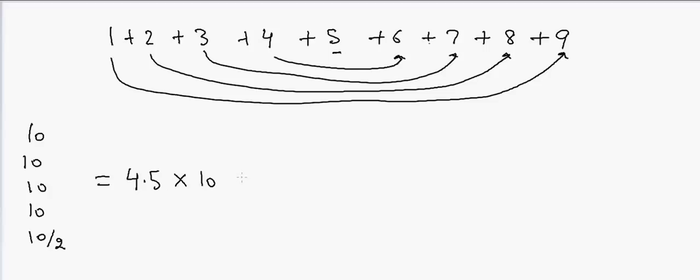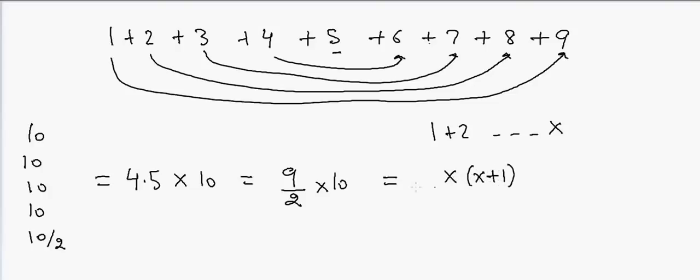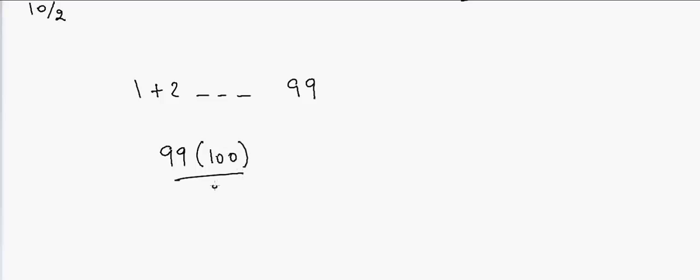Again, if we look here, that will be equal to 9 divided by 2 times 10. So what is the 9 here? The 9 here is the last digit. Suppose I have to add 1 plus 2 until x, we can write this as x times (x plus 1) divided by 2. We can use this formula for any kind of sequence. Now if we have to add 1 plus 2 until 99, the answer will be equal to 99 times 100 divided by 2.